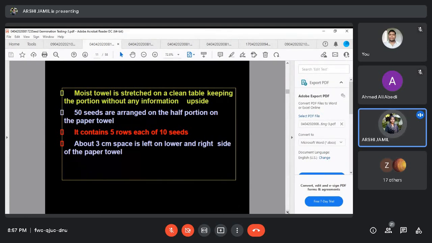Then 50 seeds are arranged on half portion of the paper towel. You first take the paper towel, fold it into two parts, and the 50 seeds are arranged on half portion of the paper towel. And there is a particular sequence of arrangement too. There are 5 rows, and in 5 rows you have 10 seeds, and these 10 seeds are placed approximately 3 centimeters apart.